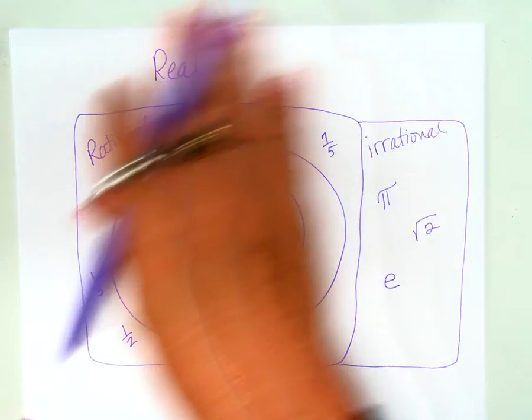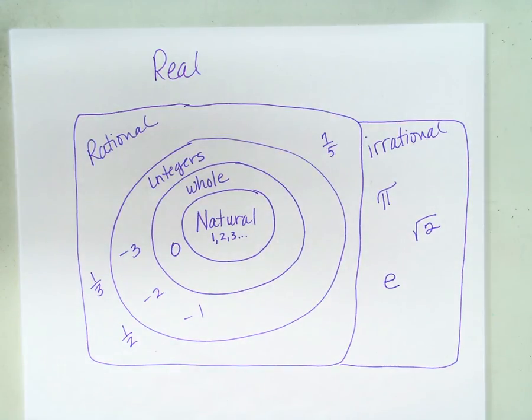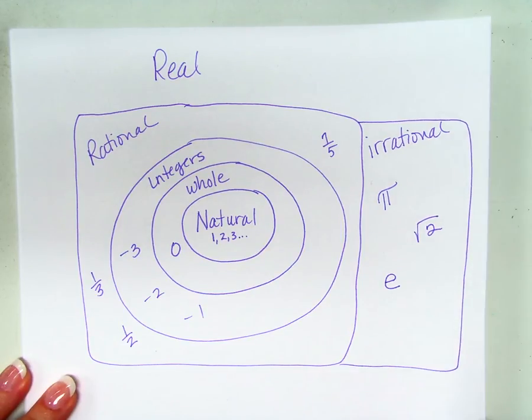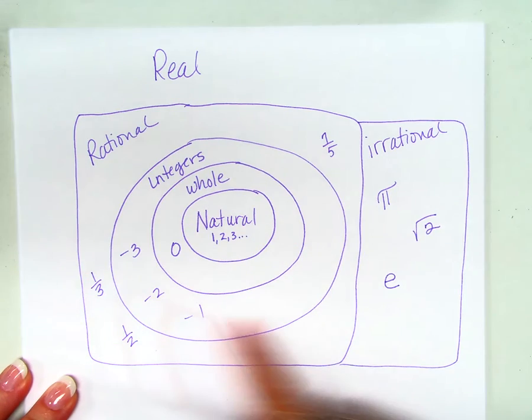So like this whole paper is the real number set. Wait, if there's real numbers, does that mean there's fake numbers? No, not fake, but another kind, and we'll talk about those. Foreshadowing. Any questions about that? So now that you know what we're talking about when we talk about this, let's talk more specifically about how to write some of these sets of numbers.